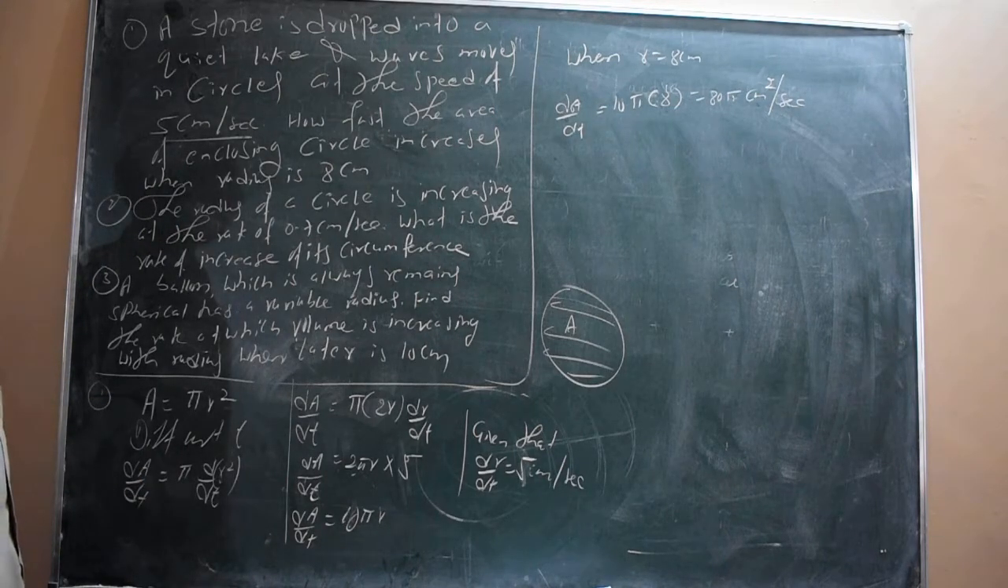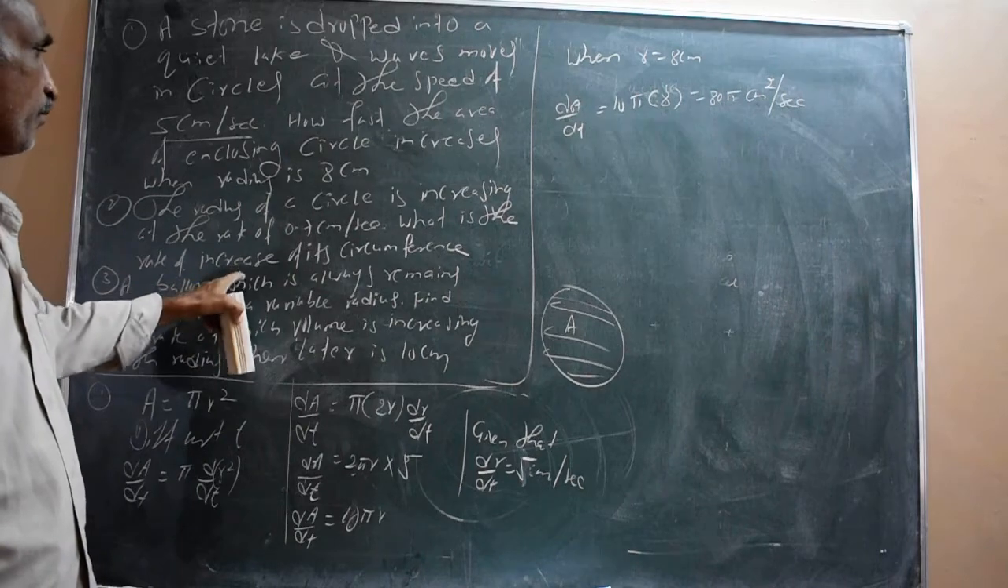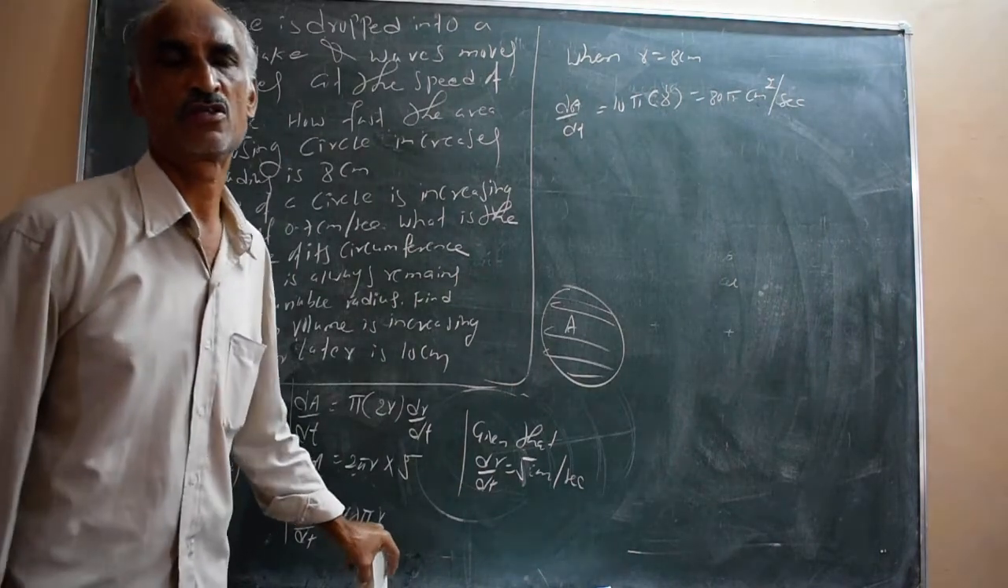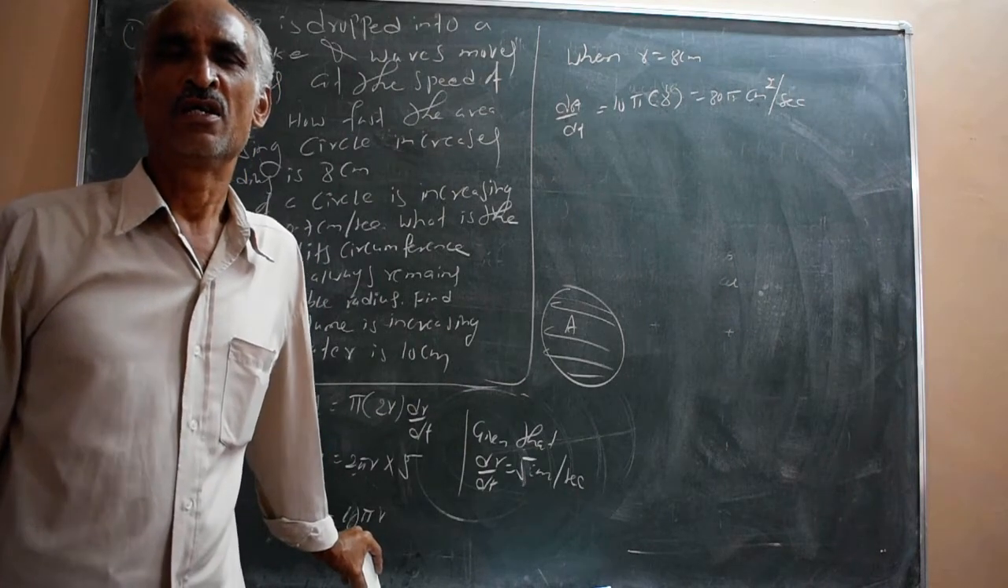So it is a very simple problem. dr by dt is 0.7 centimeter per second. What is the rate of increase of its circumference? Circumference of the circle is 2 pi r. Simply 2 pi r. Oral question.